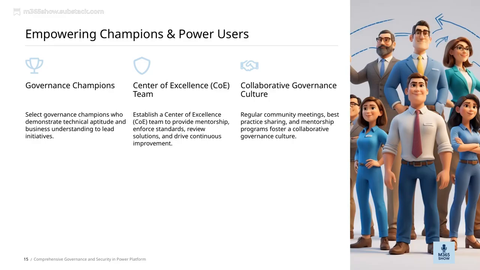Finally, selecting governance champions is crucial. These are individuals who demonstrate both strong technical skills and a good understanding of the business. They lead initiatives, advocate for best practices, and help drive the adoption of governance policies across teams. By empowering these champions, we create a network of knowledgeable leaders who reinforce our governance culture and support overall success.